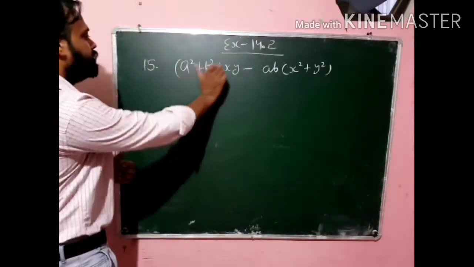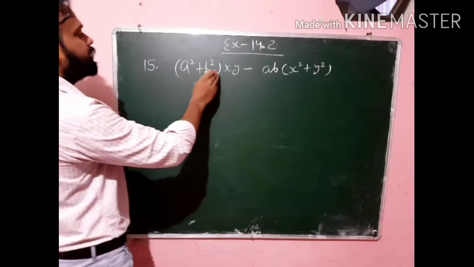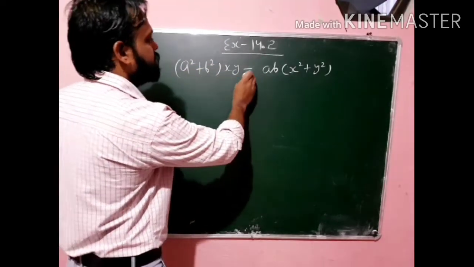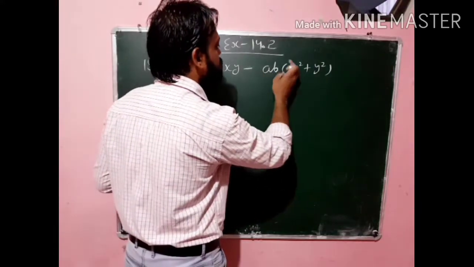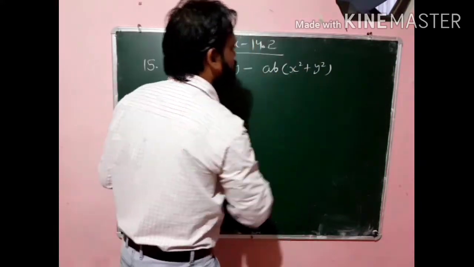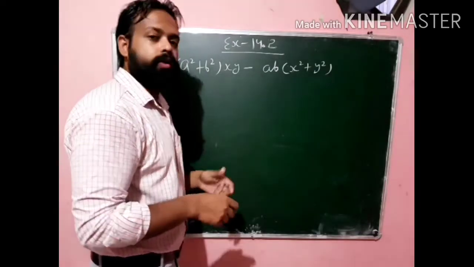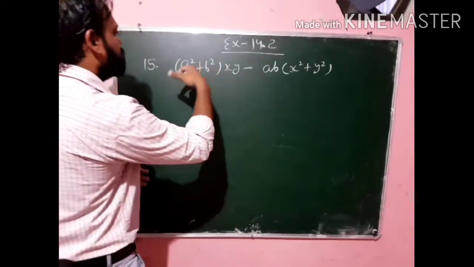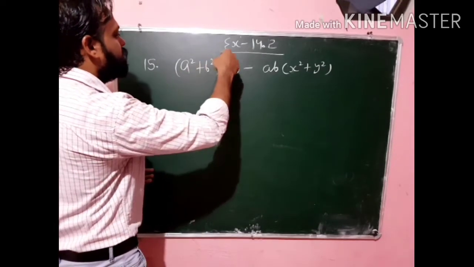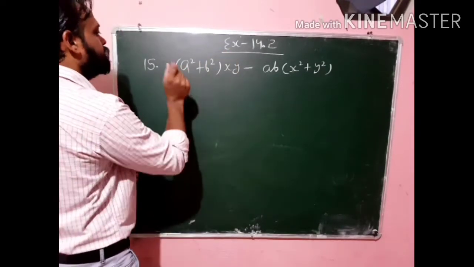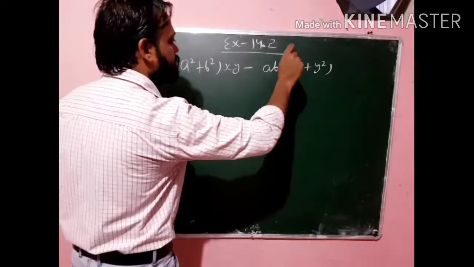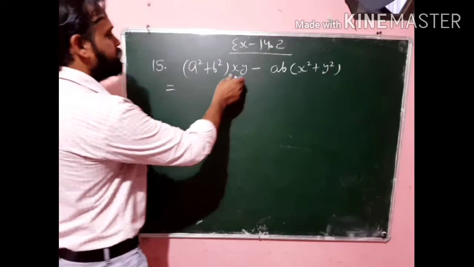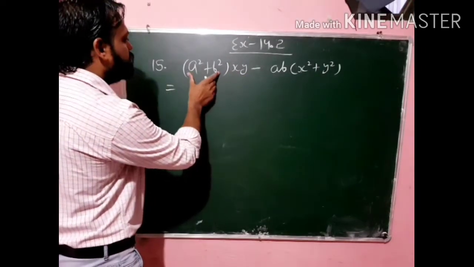In the 15th part you can see this is a square plus b square, and this bracket is multiplied with xy, and then minus sign is here, then a into b is multiplied with this bracket x square plus y square. In this case we don't need to apply any formula, because the brackets are already opened, as there is no whole square here. Only a square plus b square is given, and also x square plus y square is given to us.